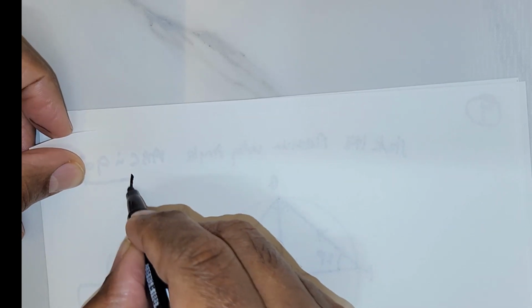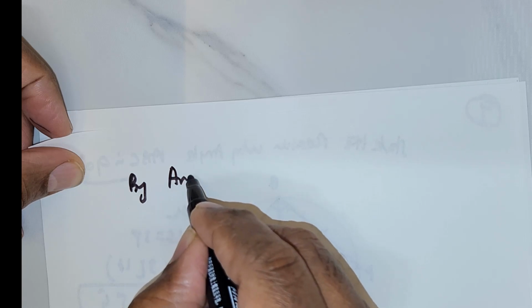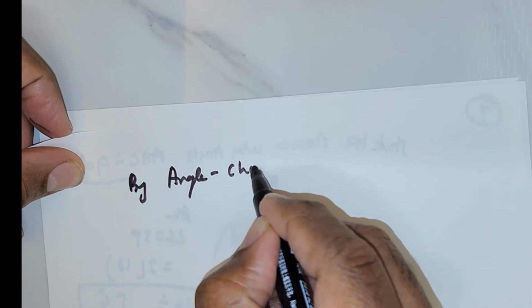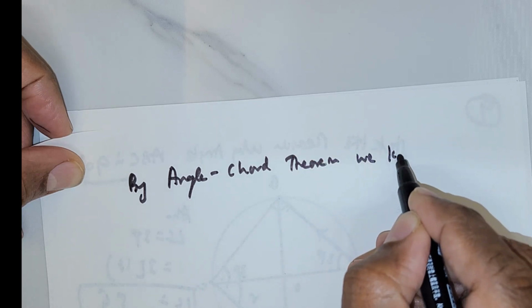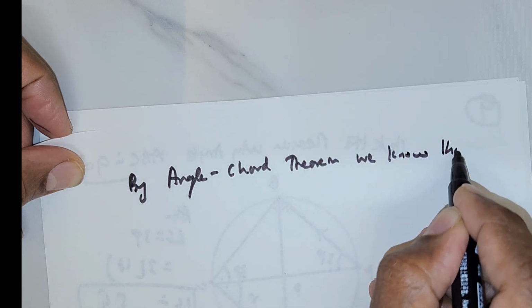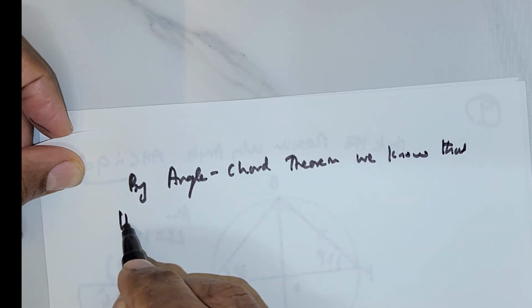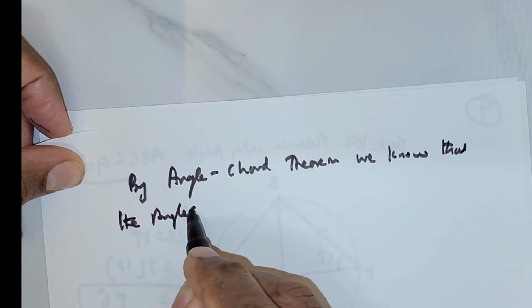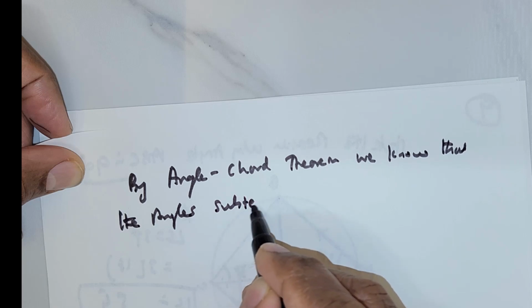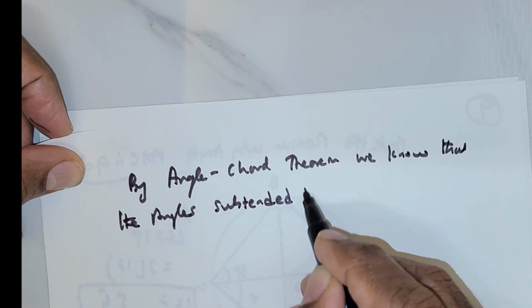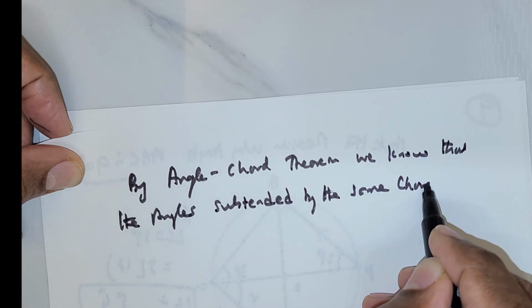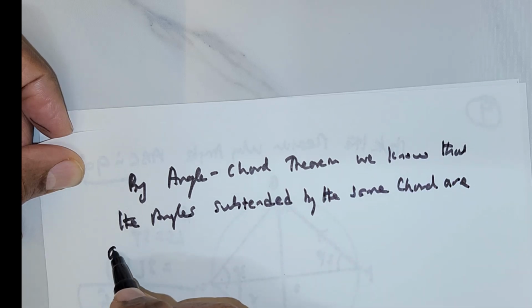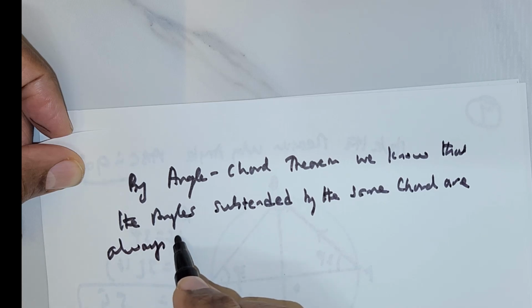Okay, so I'm going to state here, by angle chord theorem, we know that the angle subtended by the same chord are always equal.